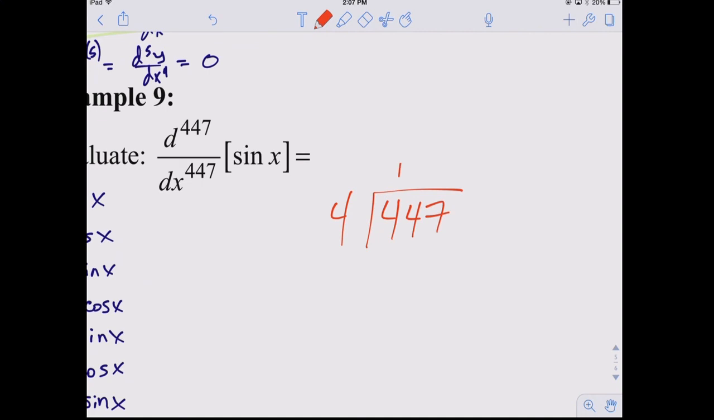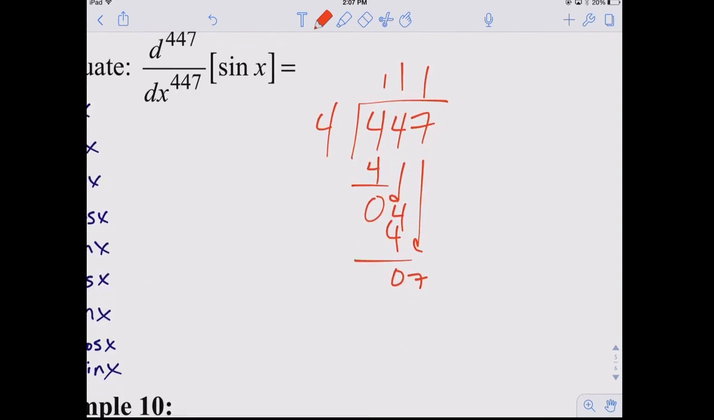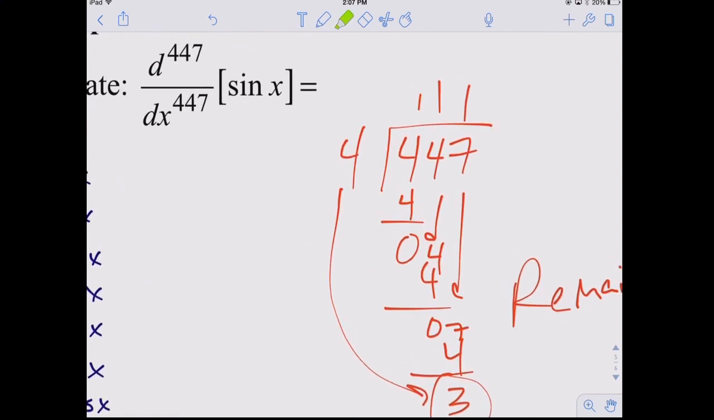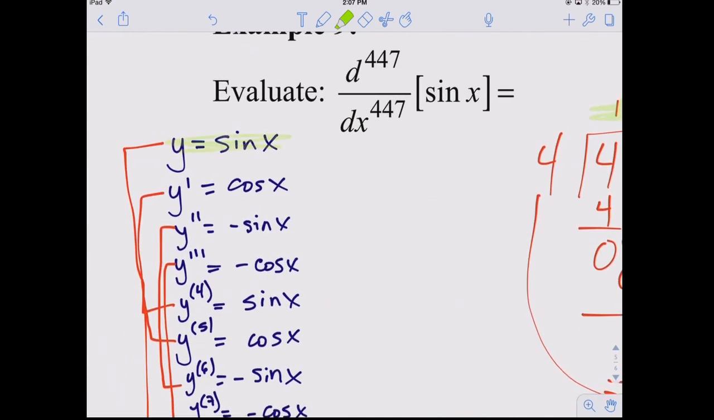If I do that, I get to do some old school division. 4 goes into 4 once, subtract, bring down the 4. 1, 4, 0, bring down the 7. 7, 1, 4, minus 3. Does 4 go into 3? No. So back in the day, you would put a decimal and a 0 and keep going, but this is what we're after. We're after the remainder. So what we're going to do is we're going to get back to sine 111 times. So if I do it 111 times, it brings me right back to here.